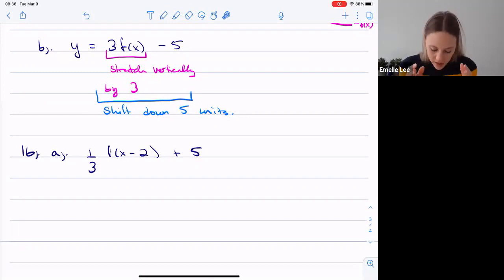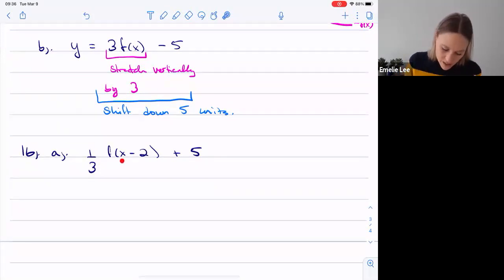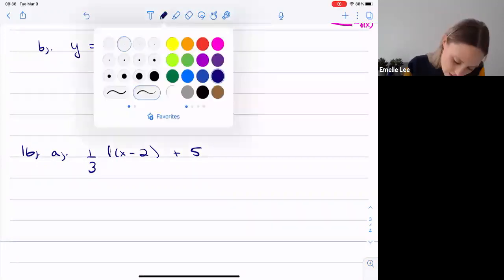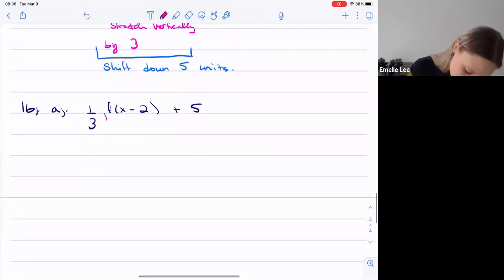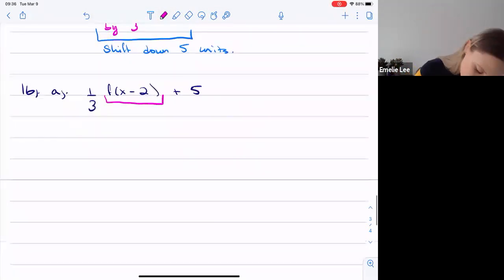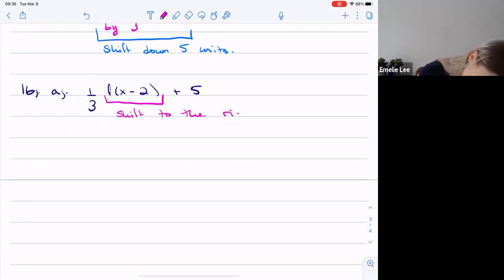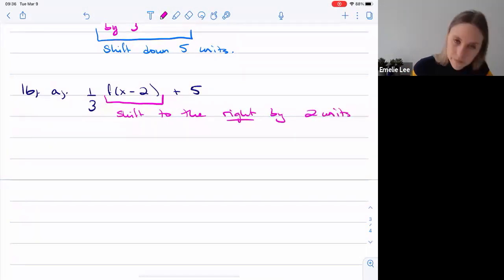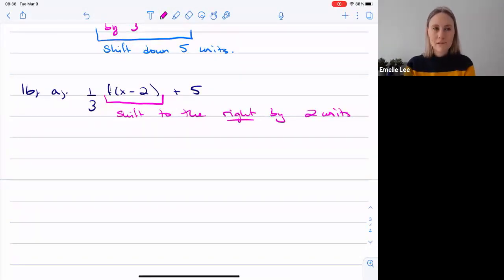So we start in the very center of the function, right? And so I have f of x minus 2. So I need to deal with that first, and then I can bloom out. So here, first thing I have to do is to shift everything to the right by 2 units, right? So shift to the right by 2 units. Okay.